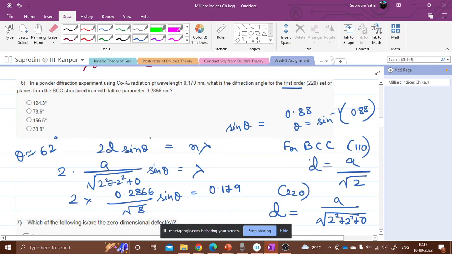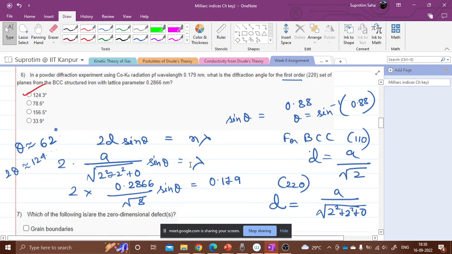Now you have asked about the diffraction angle. So the diffraction angle is basically 2 theta, so it is 124. So the first option will be right. Basically you use Bragg's law and for 220 planes you calculate the interplanar distance, and it should not be a by 2, because going to 220 planar distances you have to traverse all the a and b axis, right? So in that case it is only a by root of h square plus k square plus l square. Okay, that is done.